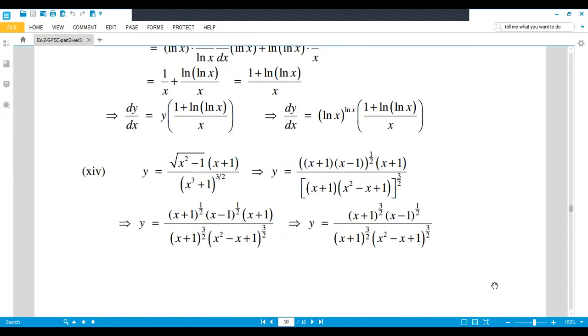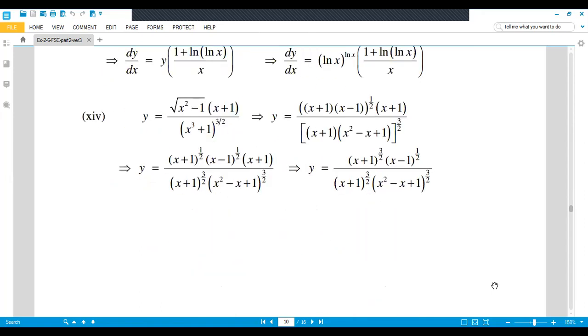Come to the 14th part. It has so many parts, so I think this is the last one. Here you have been given it in the form of a fraction. So first we want to simplify it. How can we simplify it? This is x square minus 1.